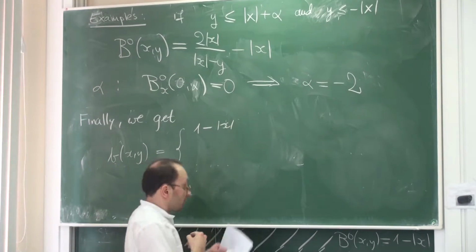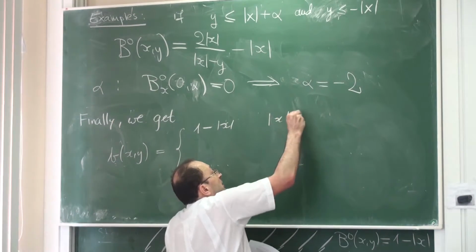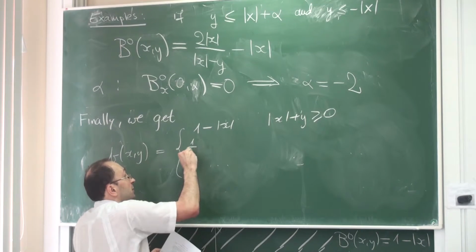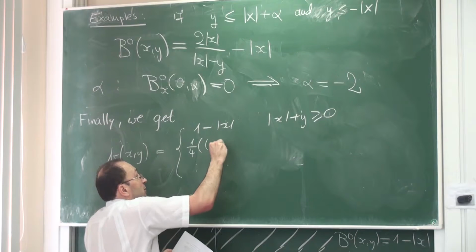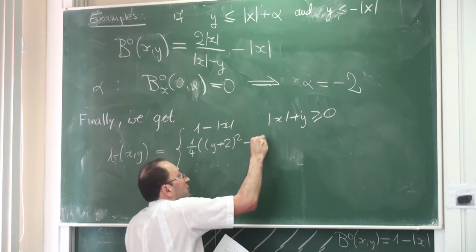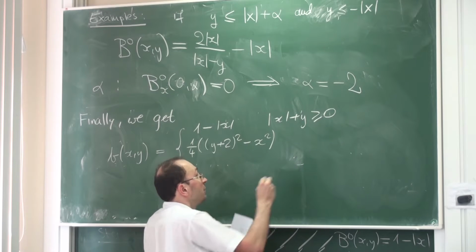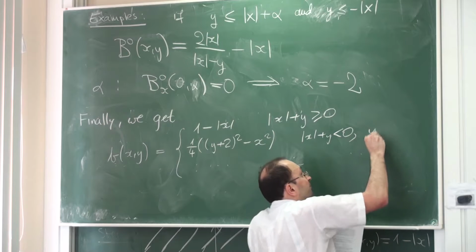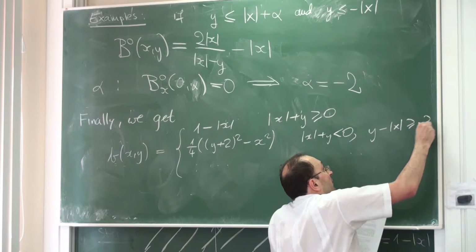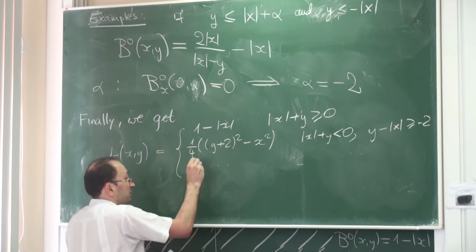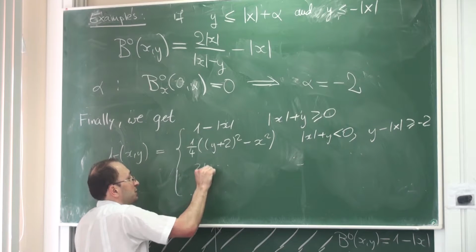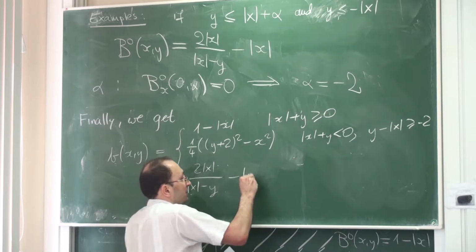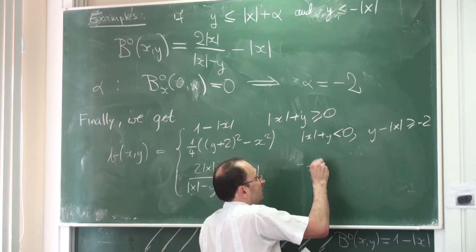this is 1 minus x if x plus y is smaller than 0, and minus 2, and finally this formula 2x over x minus y, minus x, otherwise.